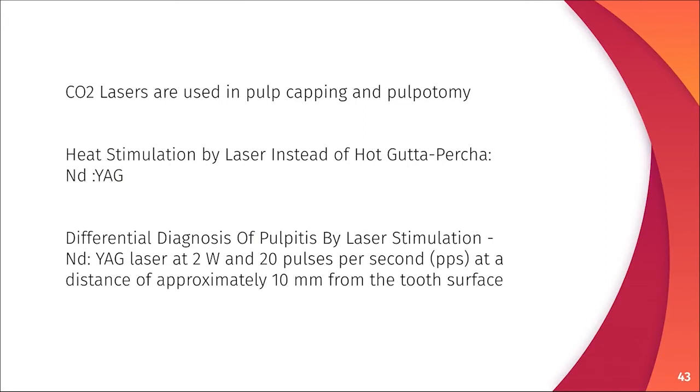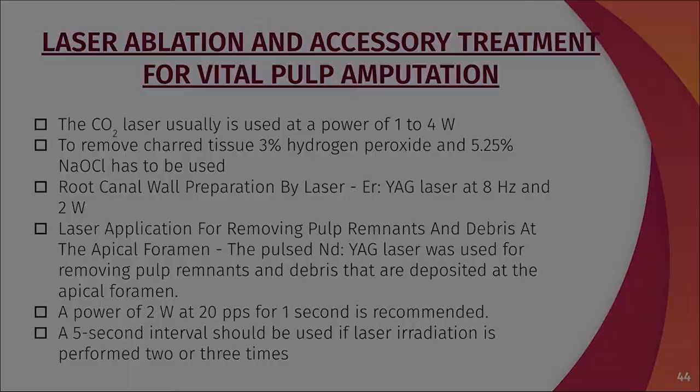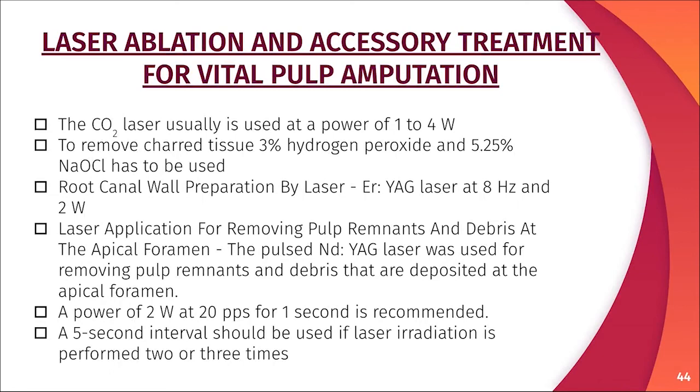Carbon dioxide lasers are used in pulp capping and pulpotomy, heat stimulation by laser instead of hot gutta-percha, Nd:YAG laser, differential diagnosis of pulpitis by laser stimulation, laser ablation and accessory treatment for vital pulp amputation. Carbon dioxide laser usually is used at a power of 1 to 4 watt. 3% hydrogen peroxide and 5.25% sodium hypochlorite is used to remove charred tissue.